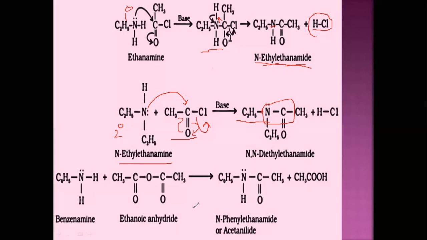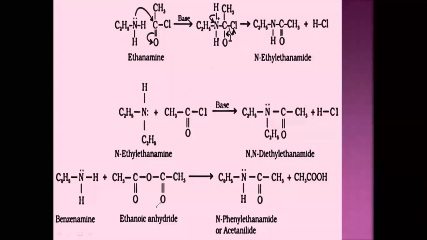So this is the secondary amine. Okay, students, this is a secondary amine. So now this is an aliphatic secondary amine. If we use an aromatic primary amine, the same reaction, which reacts with acetic anhydride or ethanoic anhydride.